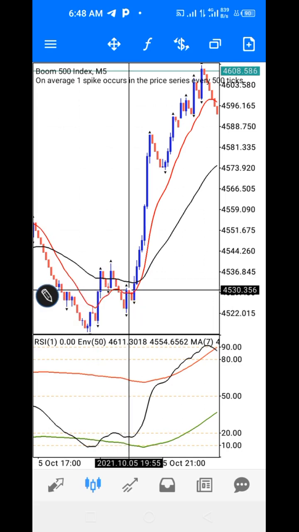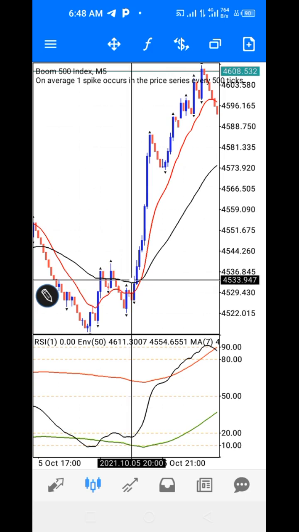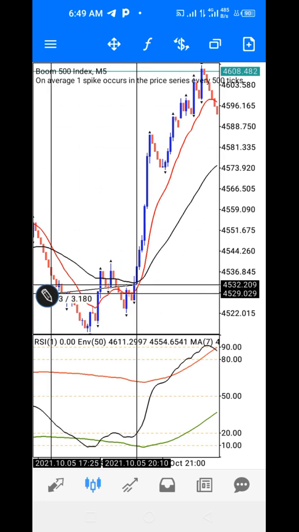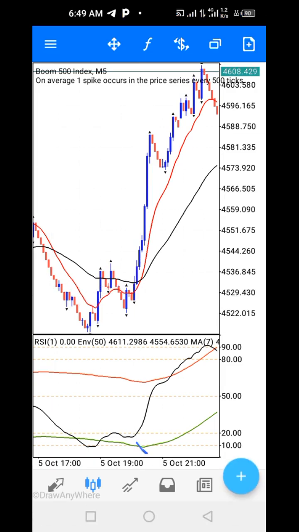You now have your 50 and 13 moving averages cross together here, right? Your envelope is still at this level here, at this 10 level here. So that was how you have this 13 50 cross.